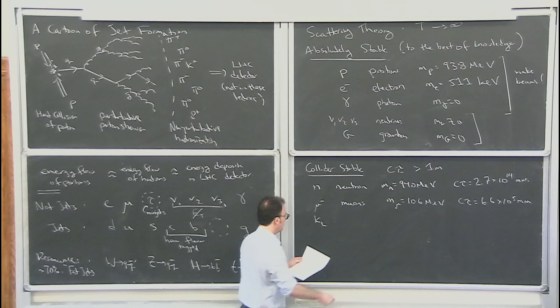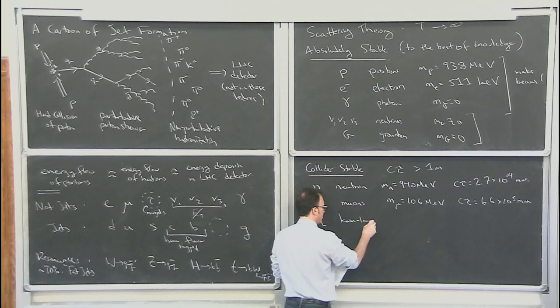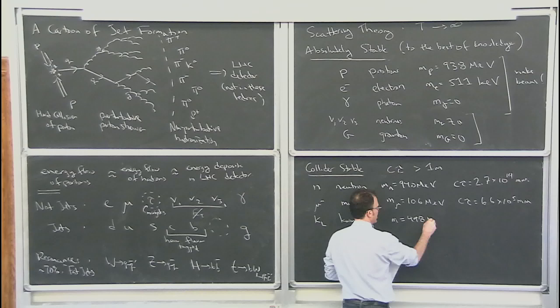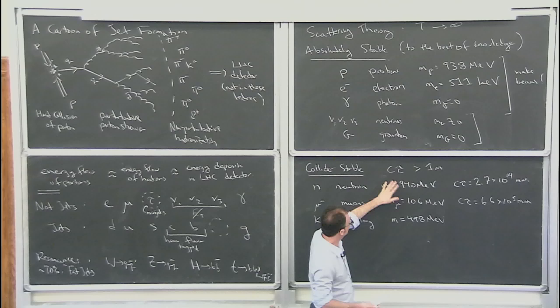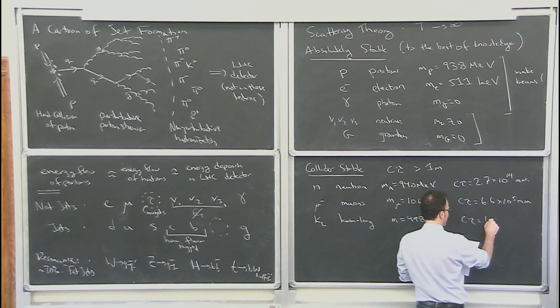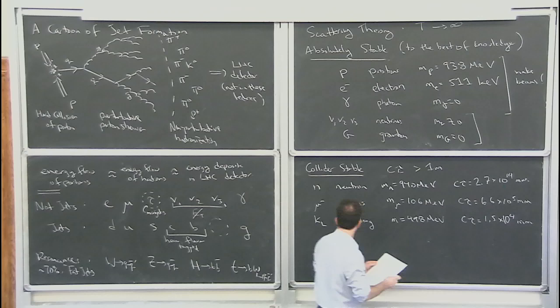We have K-long, the long lifetime state of the kaon. Its mass is, at least at order of magnitude scale, similar to a neutron, roughly half a neutron or proton mass. And this is one that lives a pretty long time. It's neutral, so you're not going to probably make beams out of them, but they live long enough that they actually hit your detector.